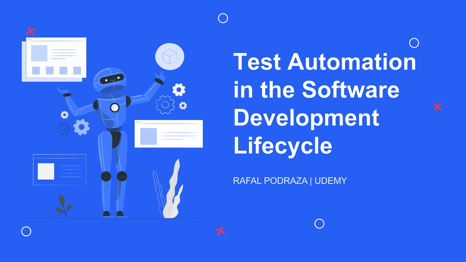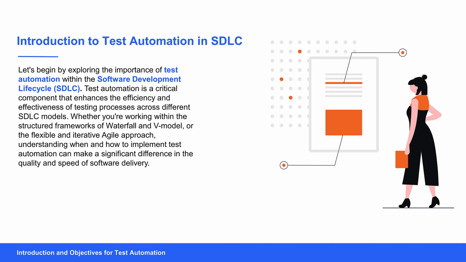In this lesson, we're diving into how test automation fits within the software development lifecycle, or SDLC. Test automation is crucial in today's fast-paced software development environment. It's not just a tool for efficiency, but a key component in ensuring quality across different phases of development. Depending on the SDLC model you're working with, whether it's the structured waterfall, the sequential V model, or the flexible agile approach, knowing when and how to implement test automation can be the difference between a smooth project and one filled with delays and defects.